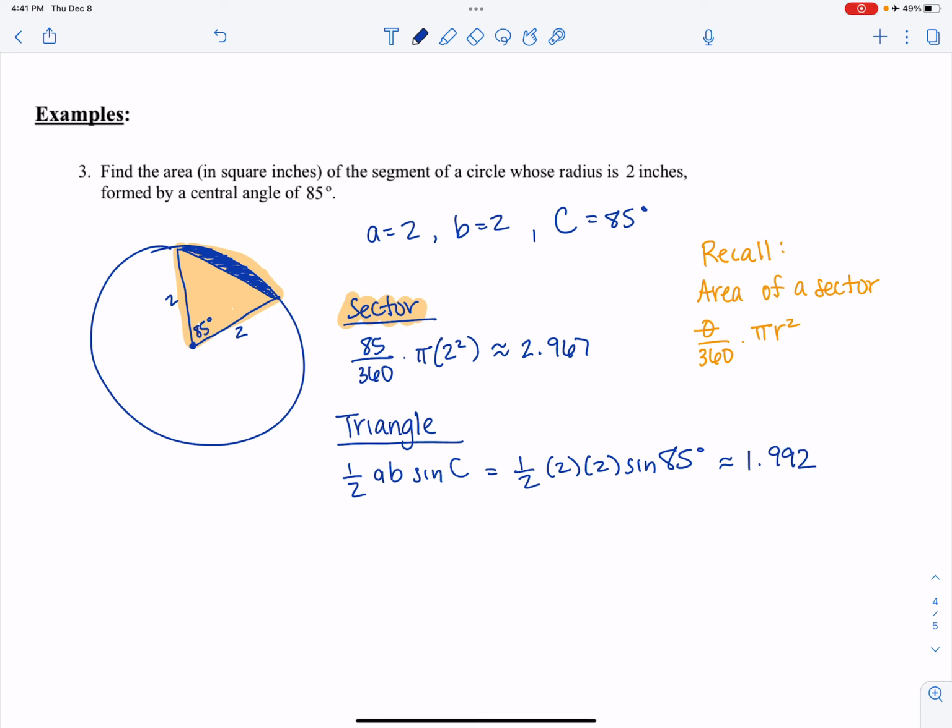And so, if we take our sector, 2.967, and we subtract off that triangle, 1.992, we're left with 0.975 inches squared. And that is the area of that little blue segment.